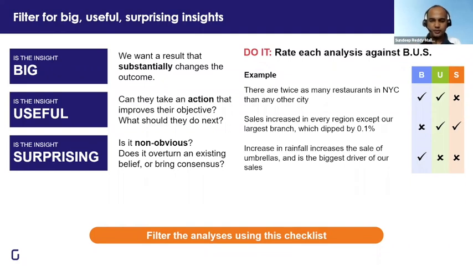Similarly, if you look at the third one, increase in rainfall increases the sale of umbrellas. Everybody understands this, right? Come rainy season, sales will increase because umbrellas and raincoats are needed. Is it a useful insight? No. Is it surprising? It is not. So filtering your analysis using this checklist would help you narrow down the quantified insights.